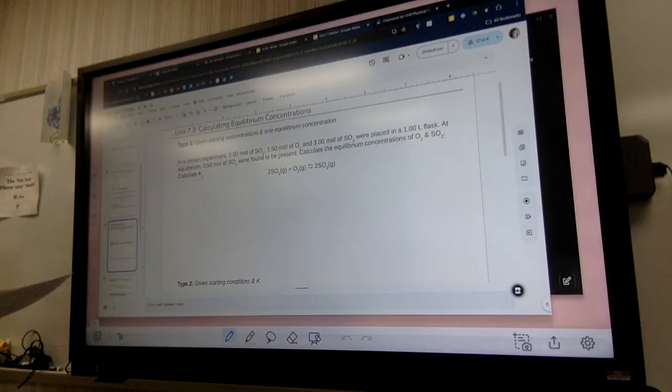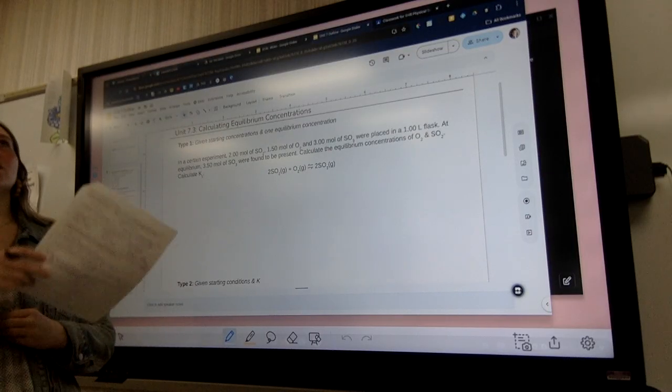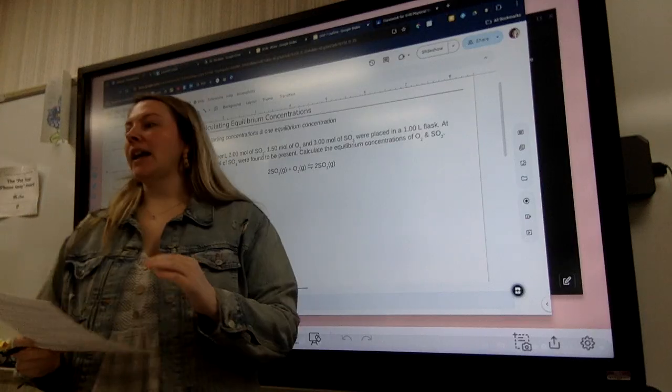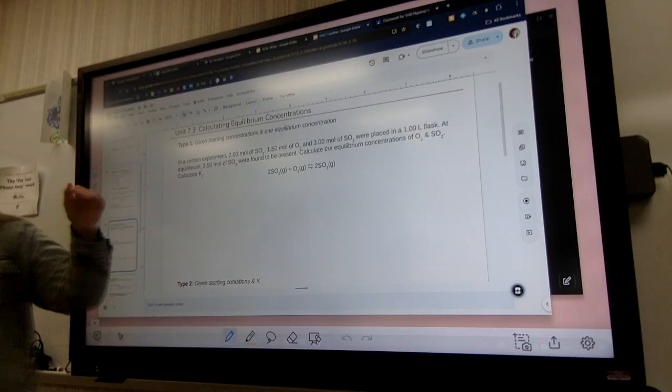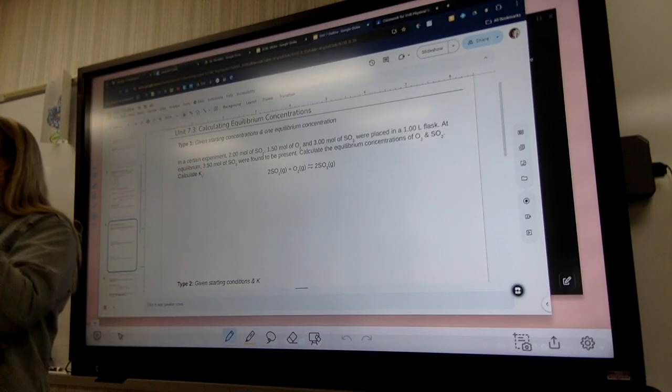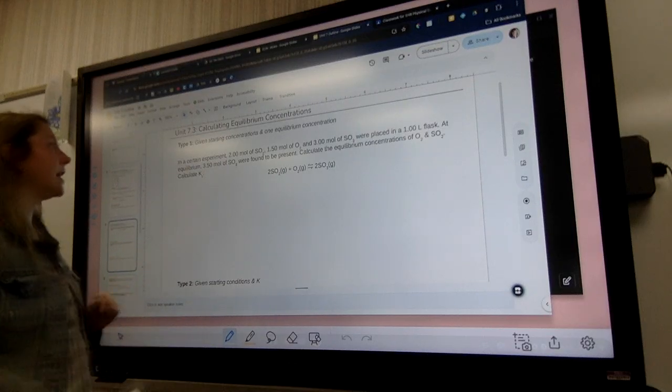Okay, so calculating equilibrium concentrations. We've been talking about equilibrium, and remember that equilibrium doesn't mean that all the concentrations of the species are the exact same. It just means that they're no longer changing. And we saw that in the graph, that very first graph that we looked at.